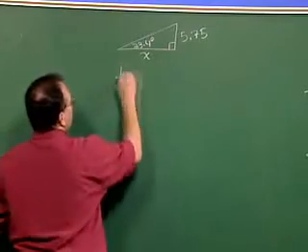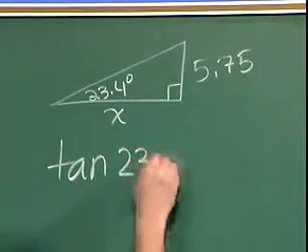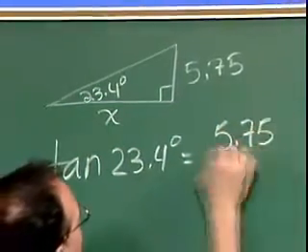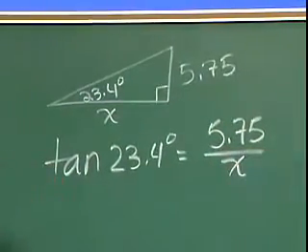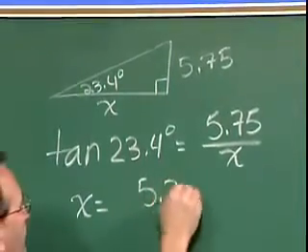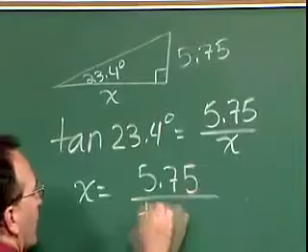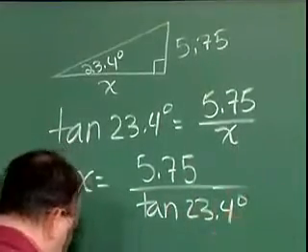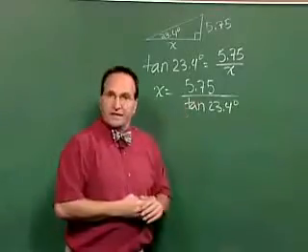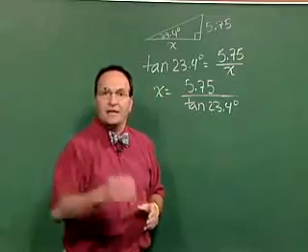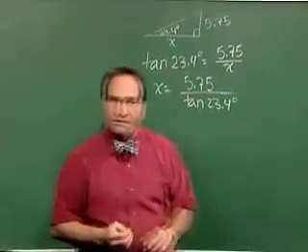So, tangent of 23.4 degrees equals 5.75 over x. Therefore, x is equal to 5.75 divided by the tangent of 23.4 degrees. Let's go to the calculator and plug in those values and calculate the length of her shadow.